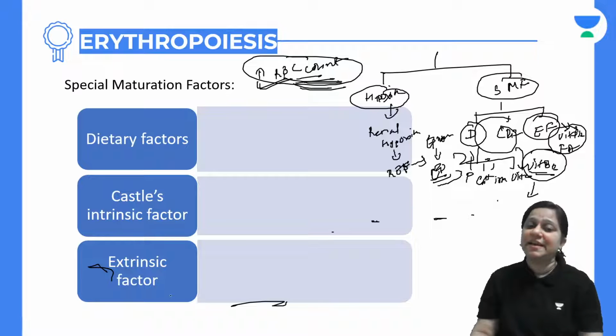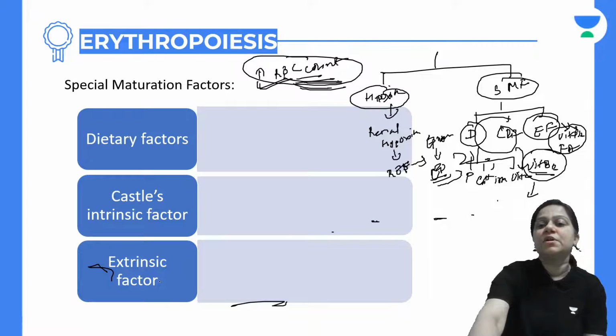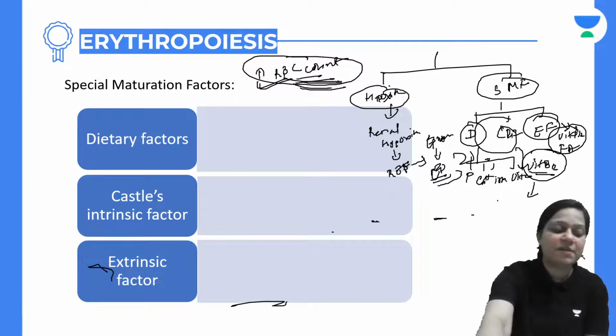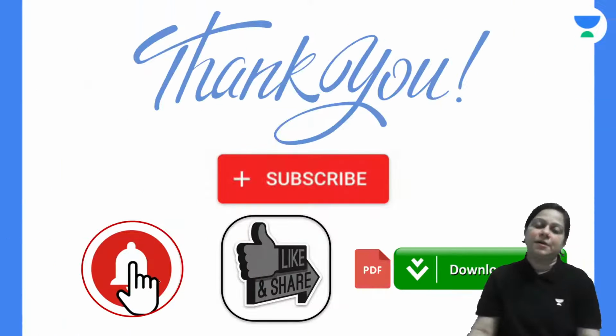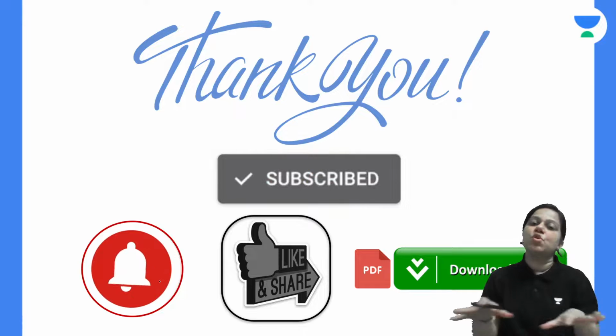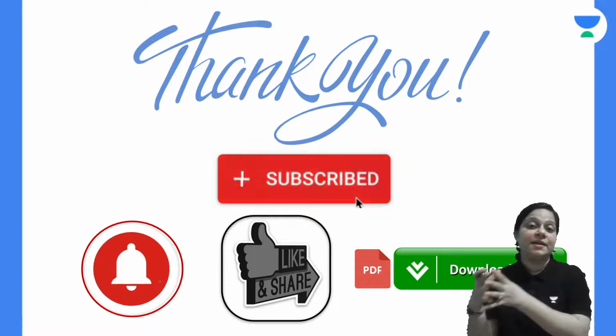Vitamin B12 and the extrinsic factors are important for nucleic acid synthesis. Castle's intrinsic factor is needed for vitamin B12 absorption. Extrinsic factors are vitamin B12 and folic acid, needed for nucleic acid synthesis. So this is all about hemopoiesis and erythropoiesis.